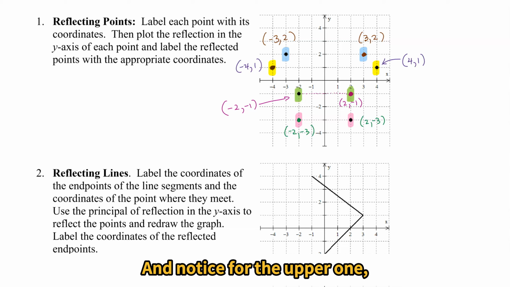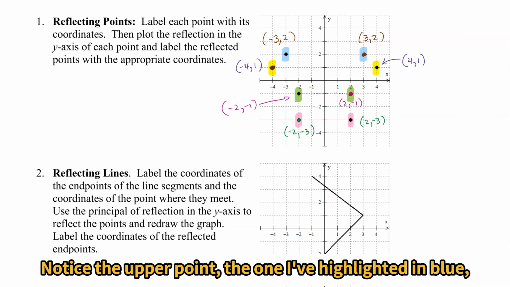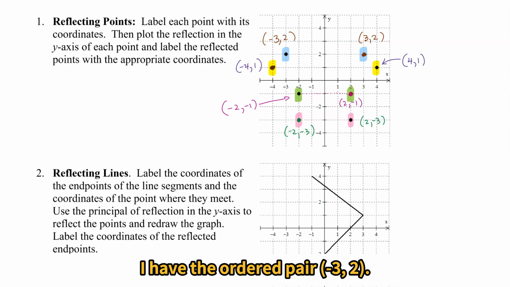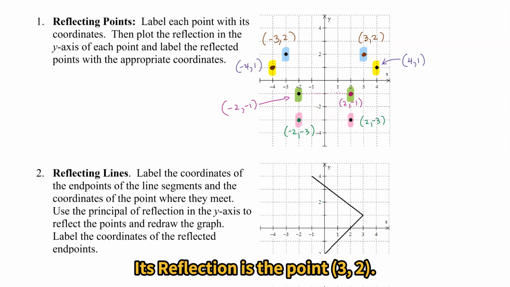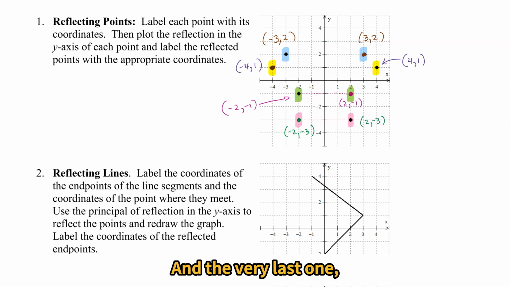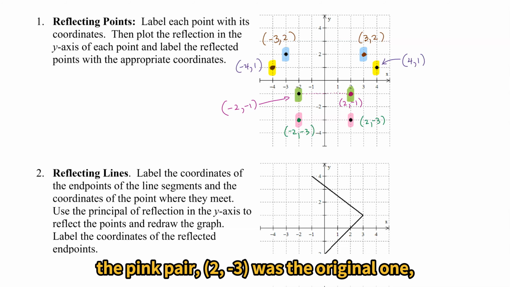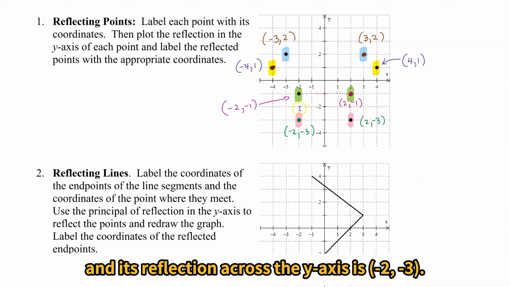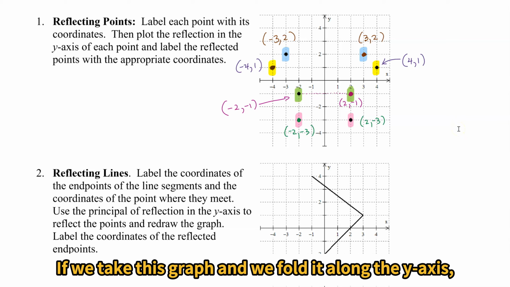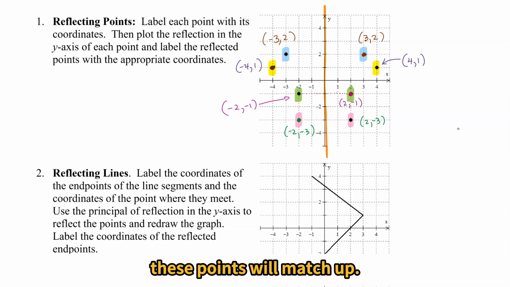And notice for the upper point, the one I've highlighted in blue, I have the ordered pair -3, 2. Its reflection is the point 3, 2. And the very last one, the pink pair, 2, -3 was the original one, and its reflection across the y-axis is -2, -3. If we take this graph and we fold it along the y-axis, these points will match up. That's what a reflection means.